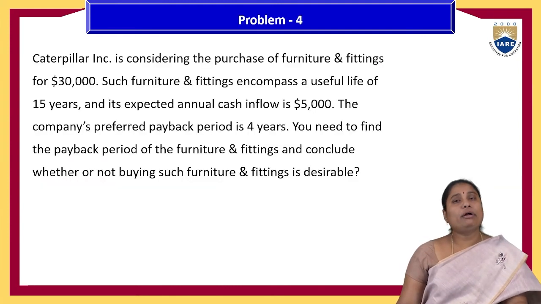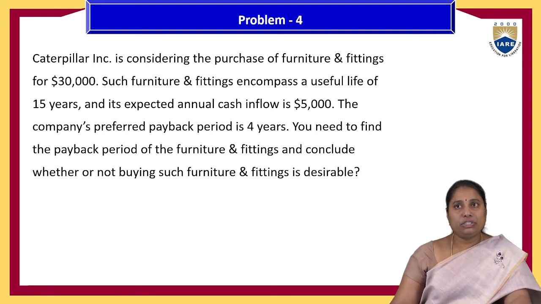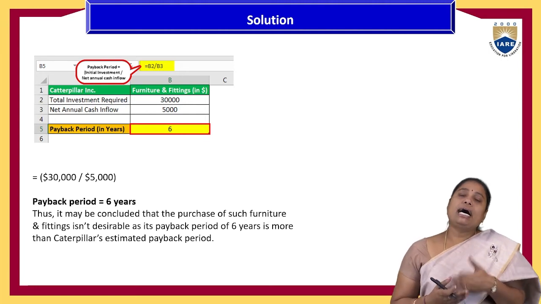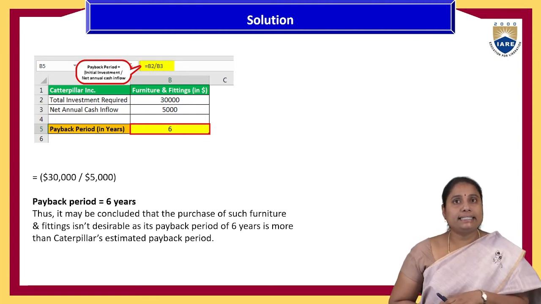Now problem 4: Caterpillar Incorporation is considering purchasing furniture and fittings for $30,000. Such furniture and fittings have a useful life of 15 years and the expected annual cash inflow is $5,000, and the company's preferable payback period is 4 years. You need to find the payback period of this furniture and fittings and conclude whether or not buying them is desirable. Now, how the simple one will be calculated in Excel sheets, I'm going to explain.